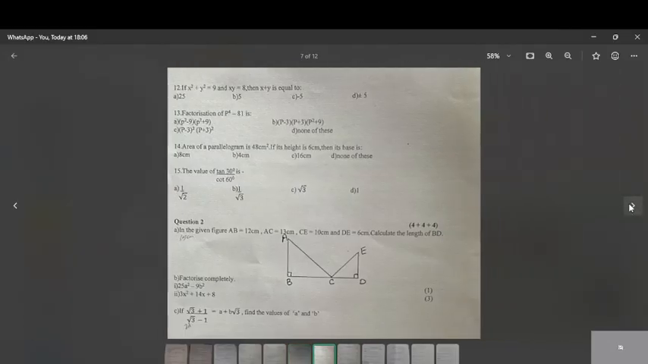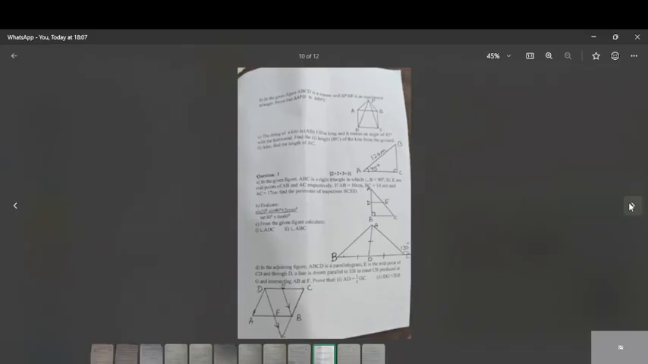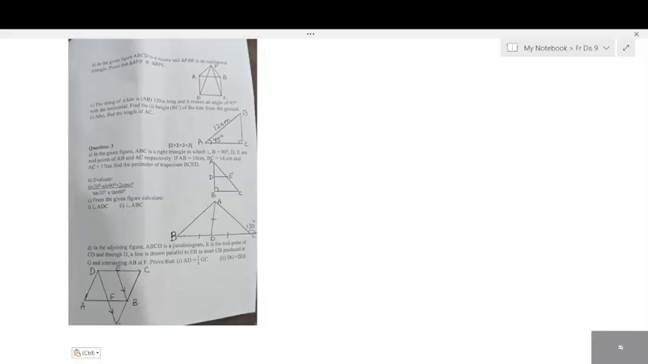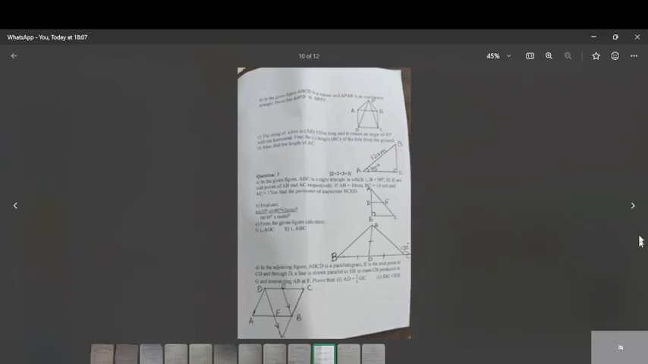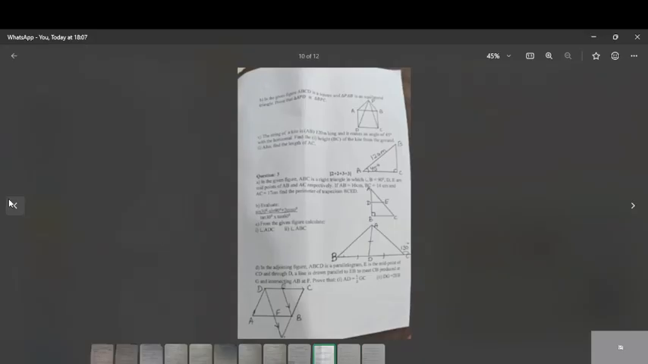2022 question. Question 3 is missing. Question 3. Question 3 is given. Where is question 4?